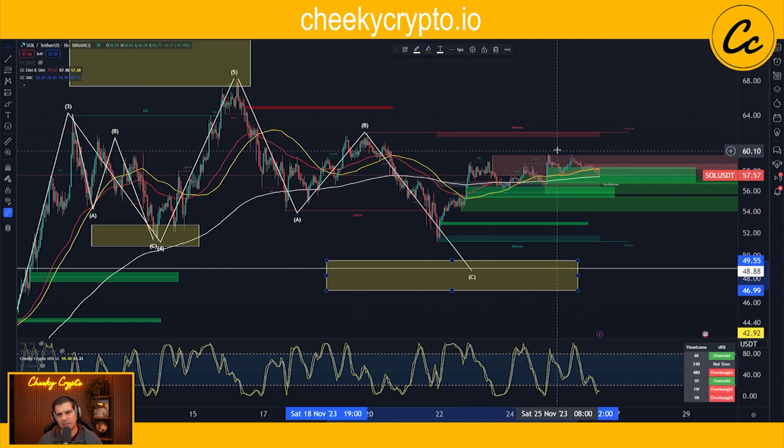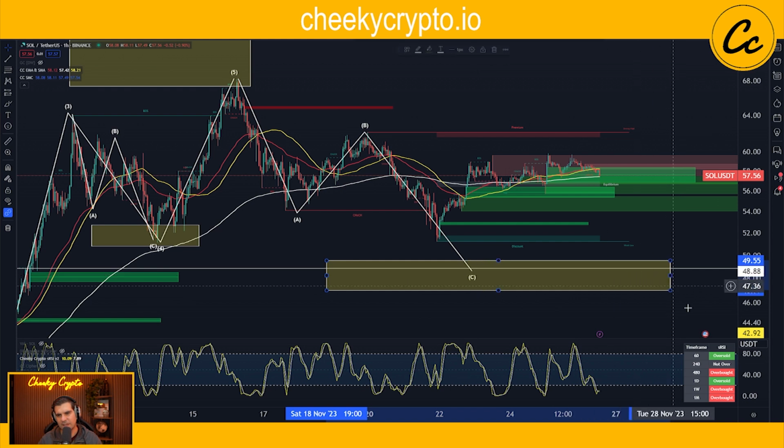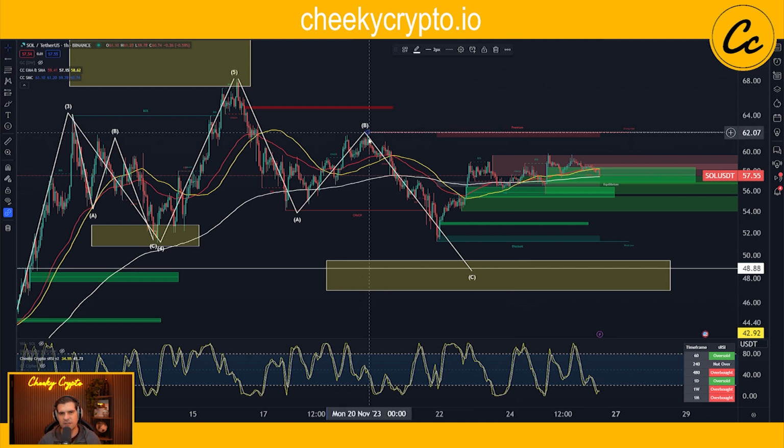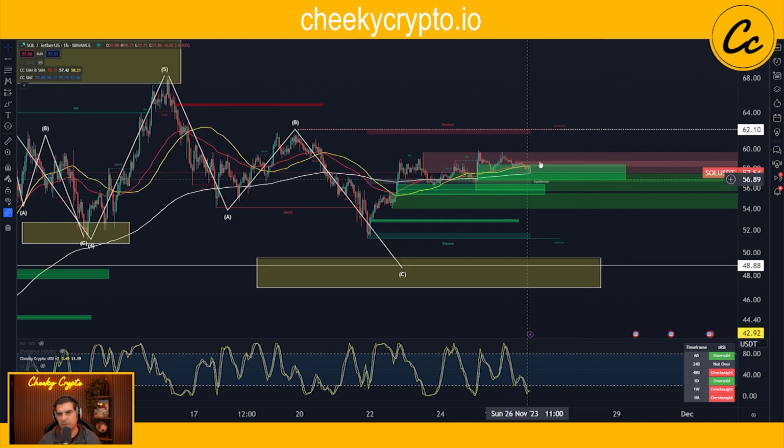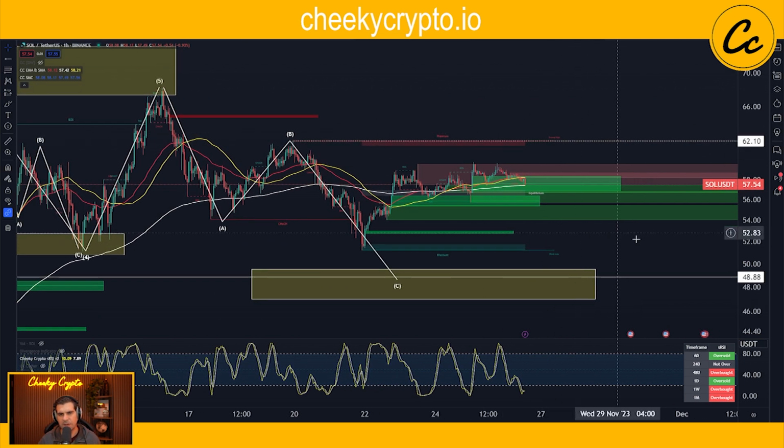So for me, it looks like we might have to come back down and still visit this low between 46.99 and 49.55. The only way to break out of this structure is to move up higher than $62.10, which is also equally possible. So we're going to keep those things in mind.